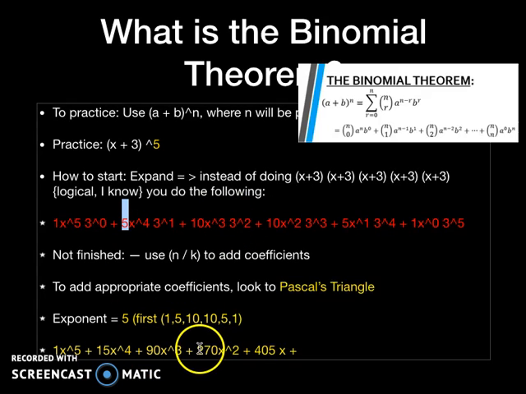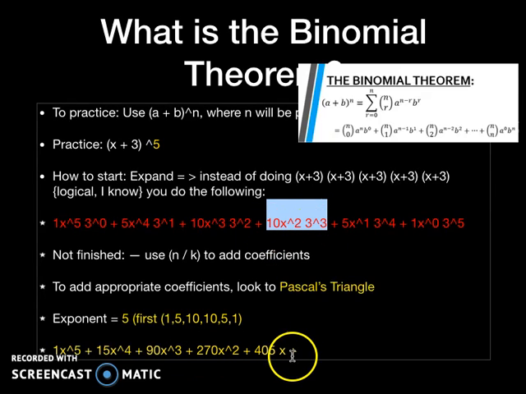So if you were to do, let's say, 270x squared, how did I get this? I have 3 to the 3, and I multiply that as simplified by the 10, and I get 270. So let's go and finish this one.